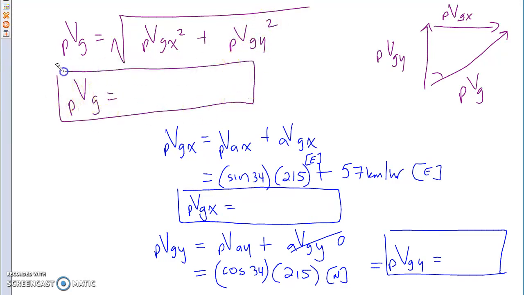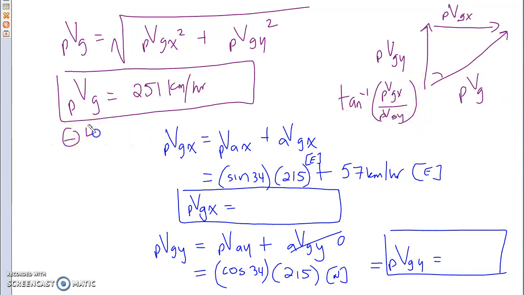The final answer, after you do all the work, comes out to 251 kilometers per hour. And your direction should be, again, tan inverse VPGX over VPGY, and you have theta, which is 45 degrees east of north or north of east. Either one of the two will work.